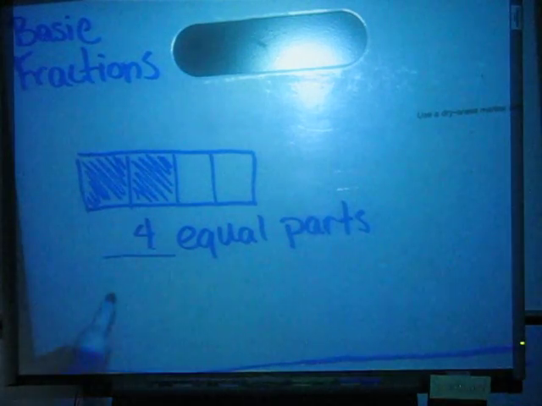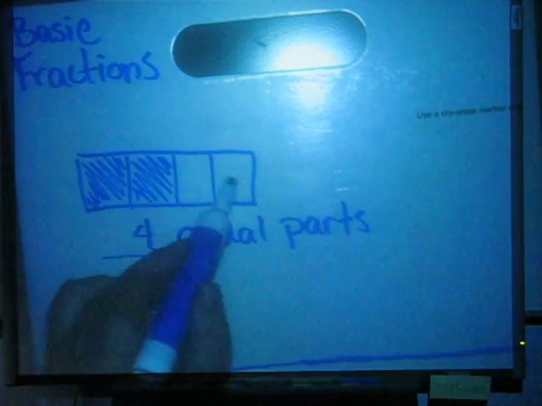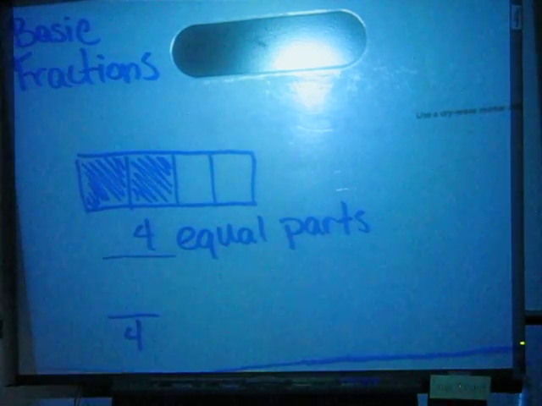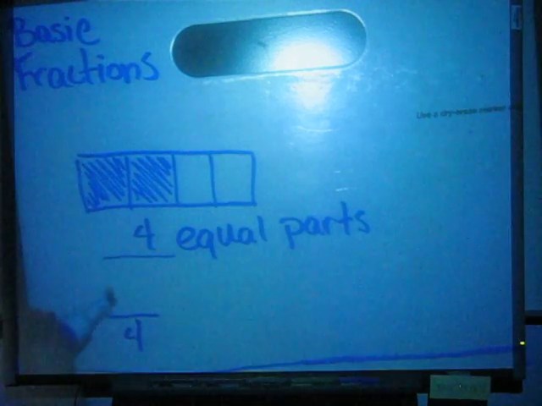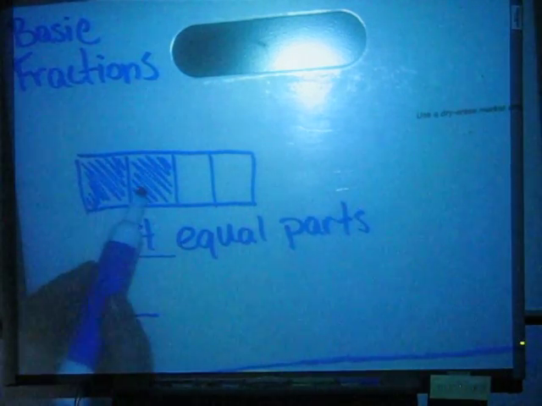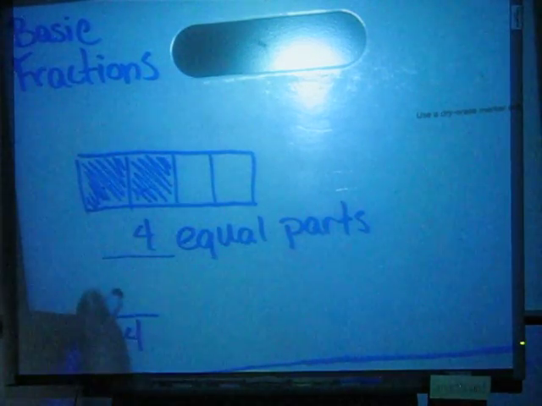Okay? So what fraction of the candy bar has been eaten? Well, my denominator, my bottom number of my fraction, tells me my equal parts. How many equal parts are there all together? 4, so that's my denominator. My numerator, or the top number, tells me how many have been eaten, or how many have been shaded in. How many have been shaded in?